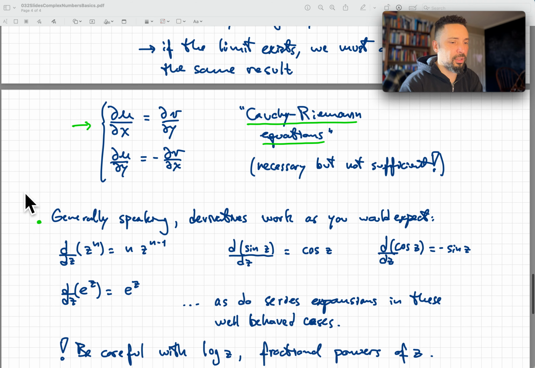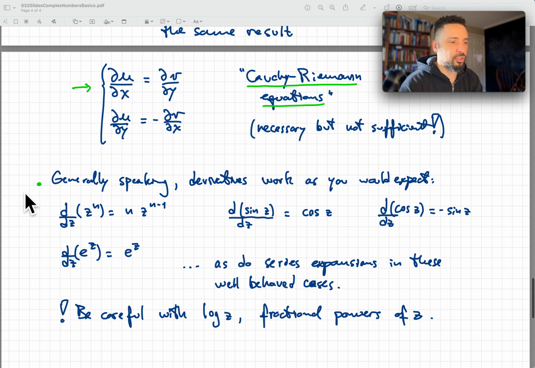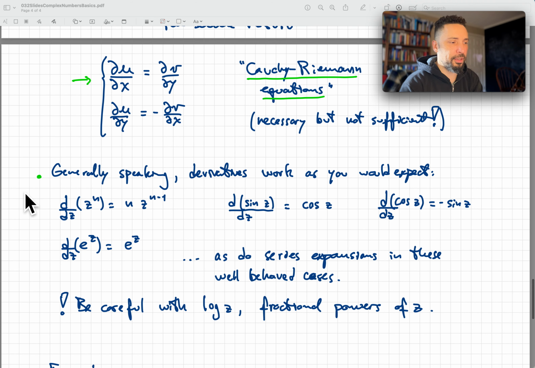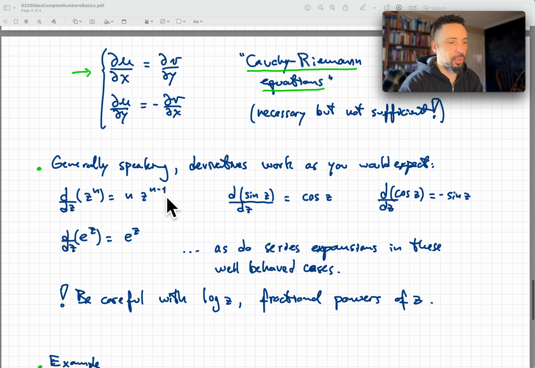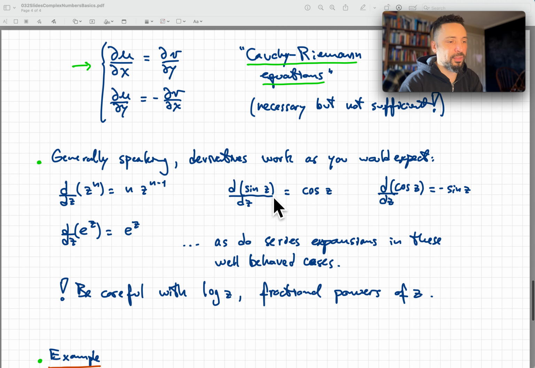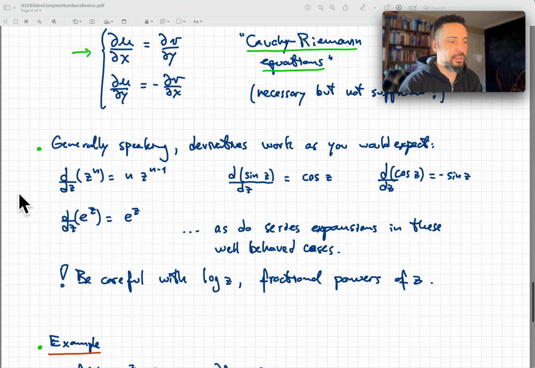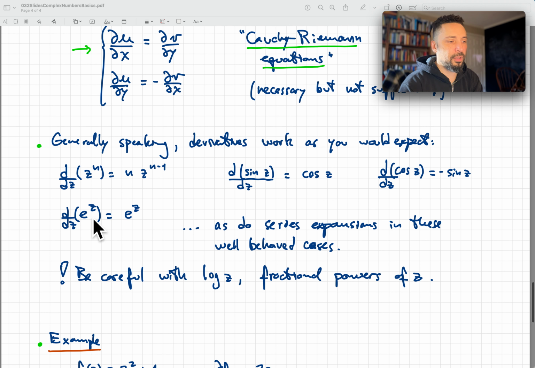Now, generally speaking, from the operational perspective, I just want to get the message across here that derivatives work pretty much as you would expect. The derivative of a monomial z to the n is of course n z to the n minus 1. The derivative of the sine of z is the cosine of z. The derivative of the cosine of z is minus the sine of z. All that is exactly as you would expect as it works with real numbers. And of course, the derivative of the exponential is just the exponential and nothing else.